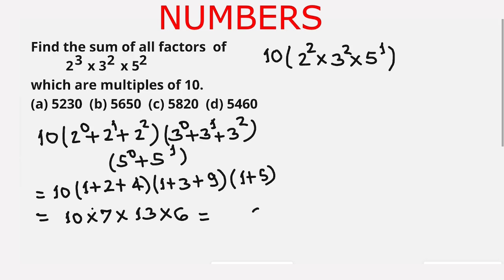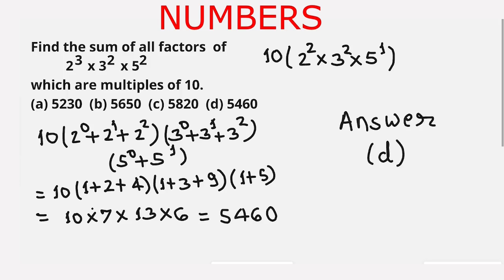So 6 times 1 is 6 and 9 times 6 is 54. And we add a 0 as we have to multiply it by 10. So the multiplication of 10 multiplied by 7 multiplied by 13 multiplied by 6 comes out to be 5460. And from the given options, our answer is option D, 5460.